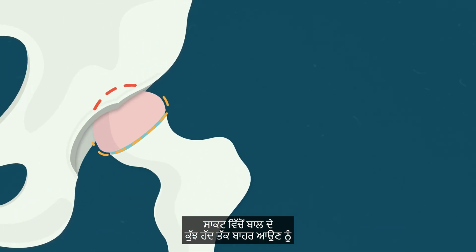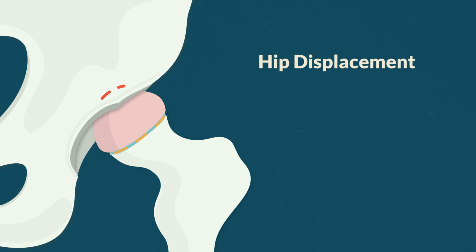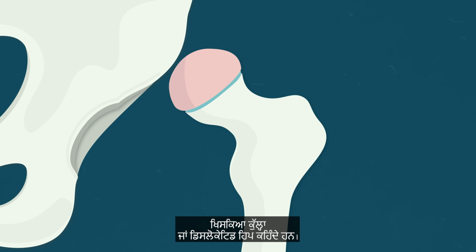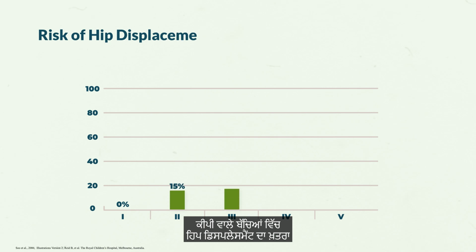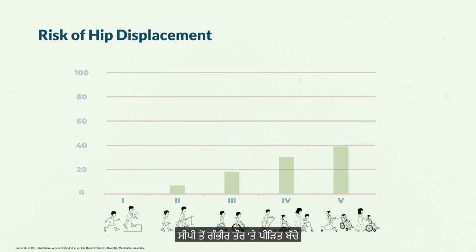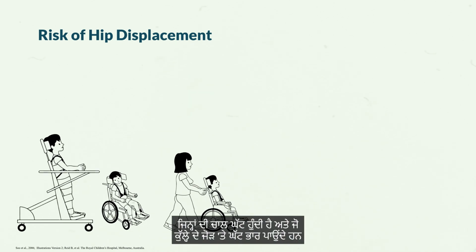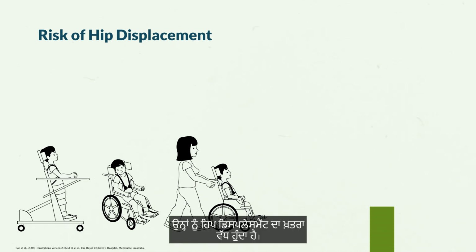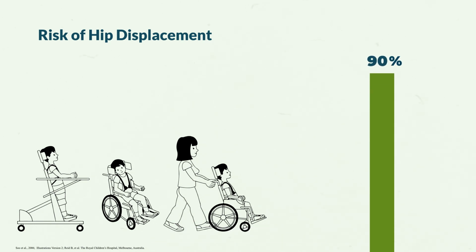When the ball is partially uncovered from the socket, this is called hip displacement. When the ball is completely out from under the socket, this is called a dislocated hip. The risk of hip displacement in children with CP is related to a child's mobility. Children with severe cases of CP, who are less mobile and less likely to put weight on their hip joint, are much more likely to experience hip displacement, occurring in up to 90% of these kids.